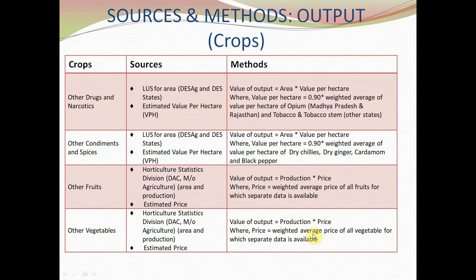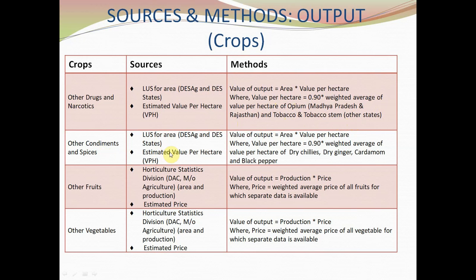Okay, next. Now, other drugs and narcotics. Here, same source, we are using land use statistics for area from DES MoAG and DES states and estimated value per hectare, which is calculated as 90% of weighted average of value per hectare of opium. Opium is taken for Madhya Pradesh and Rajasthan states only, and tobacco stem for other states. Now, other condiments and spices.